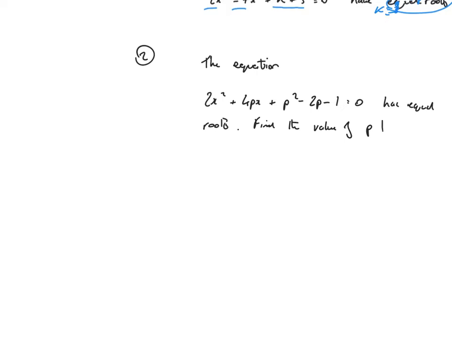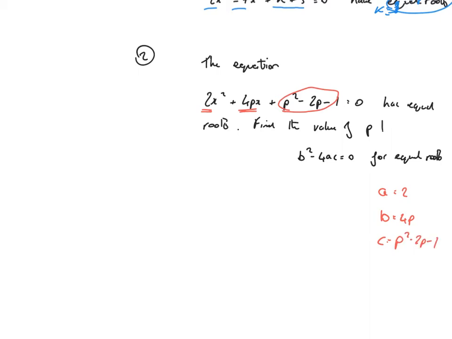Okay, first of all, let's make a statement for equal roots. B squared minus 4ac equals 0 for equal roots. So I'd probably get a mark for that. That's an interpretation mark. Okay, so let's now identify a, b and c. Okay, a is the coefficient of x squared, that's 2. B is the coefficient of x. Now be careful, that's not 4. What's attached to x? That's not 4, it's 4p. And c is everything else. Okay, so that's p squared minus 2p minus 1.